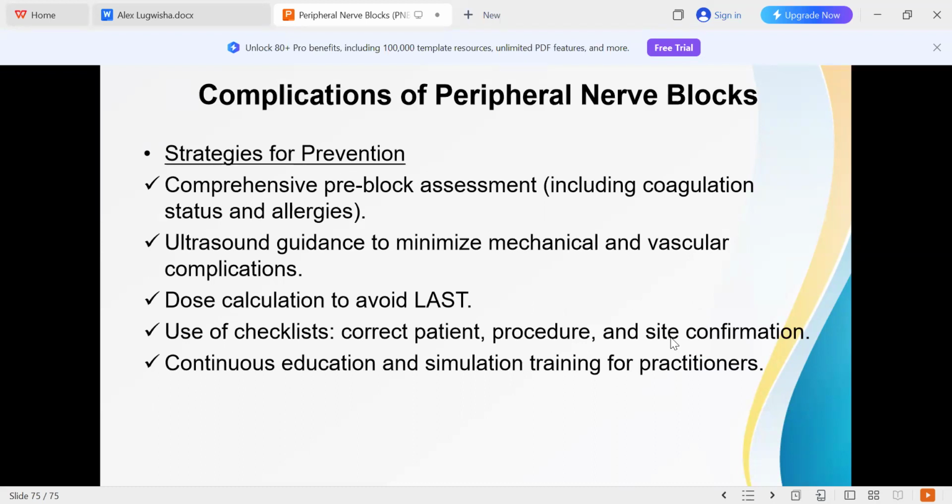So how do you prevent complications? You want to do a comprehensive pre-block assessment, use ultrasound as much as possible, give the correct amount of dose, and avoid vascular injection. Do your checklist and all of that. Okay, let's stop here because of our time.